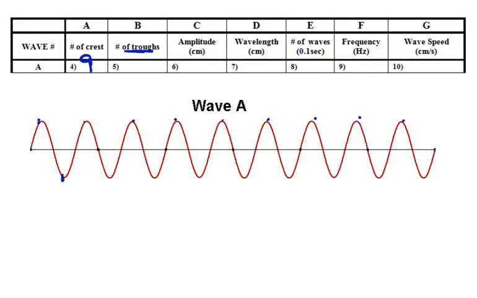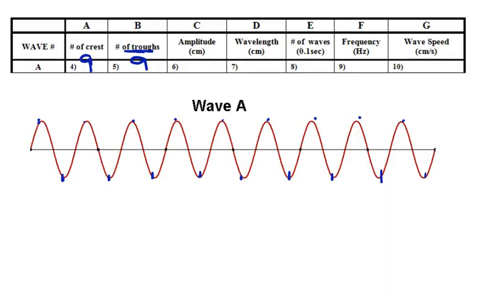Troughs are the low points. So 1, 2, 3, 4, 6, 7, 8, and 9. So there are 9 troughs. Now, are they always going to be the same? No. Are they oftentimes going to be the same, the number of crests and the number of troughs? Yes, but they do not have to be.